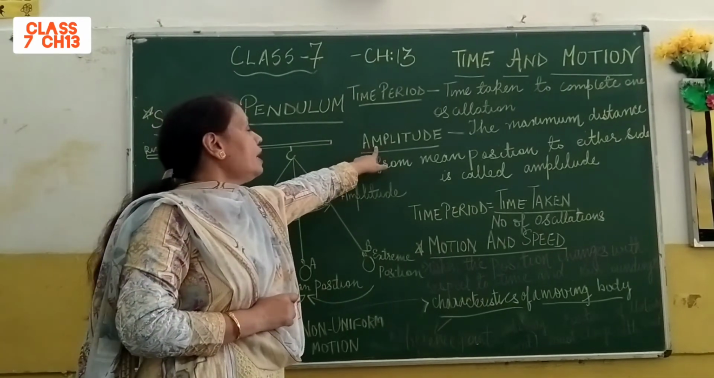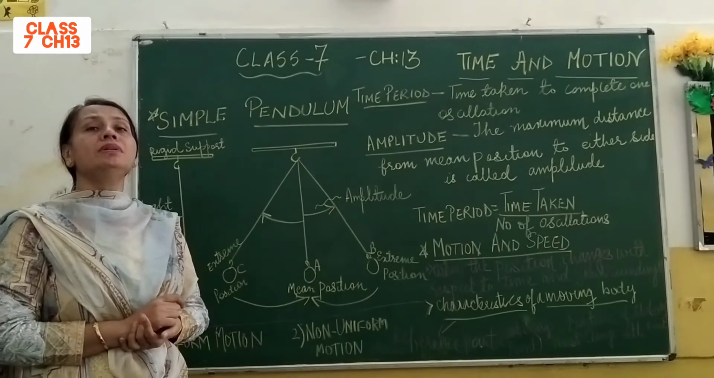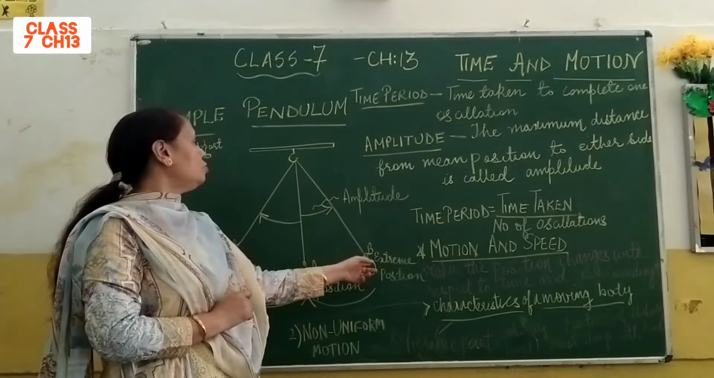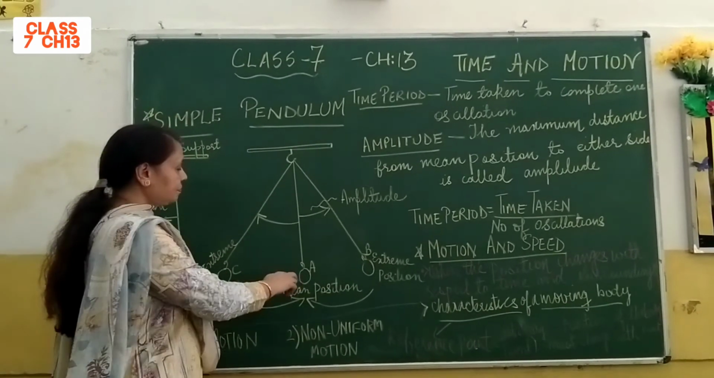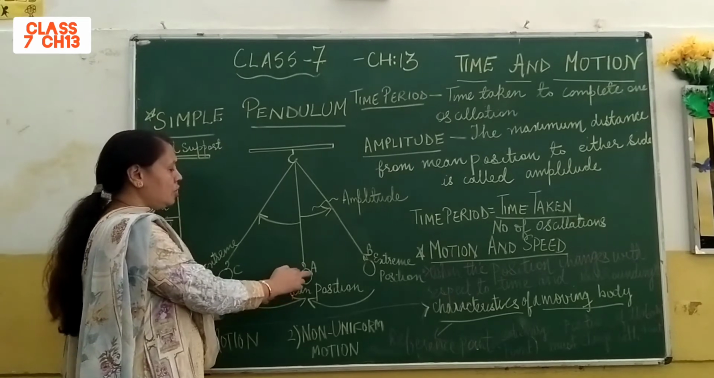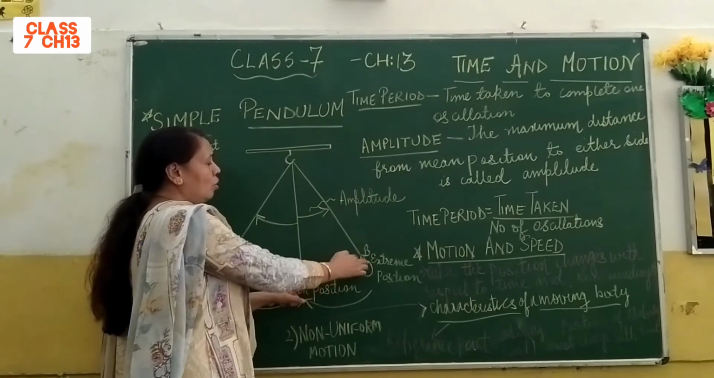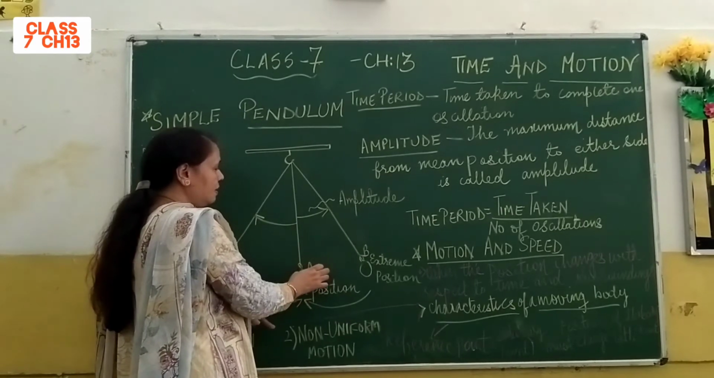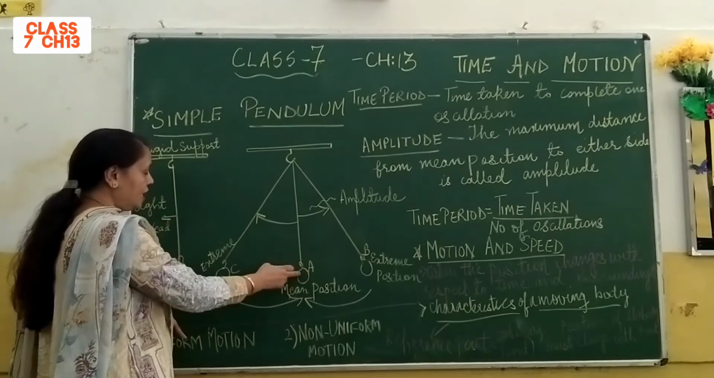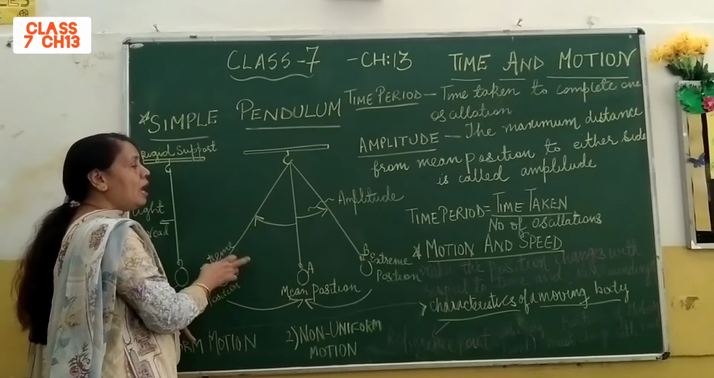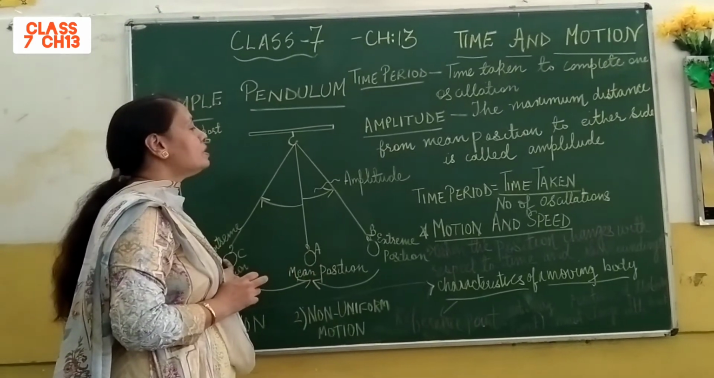Now, coming to the next term, amplitude. Amplitude is the maximum distance of the pendulum from the mean position to either side. For example, if A is the mean position, then the maximum distance this pendulum can move on either side, that is, the distance between A and B, or the distance from A to C, is the amplitude. And A to B is equal to A to C.